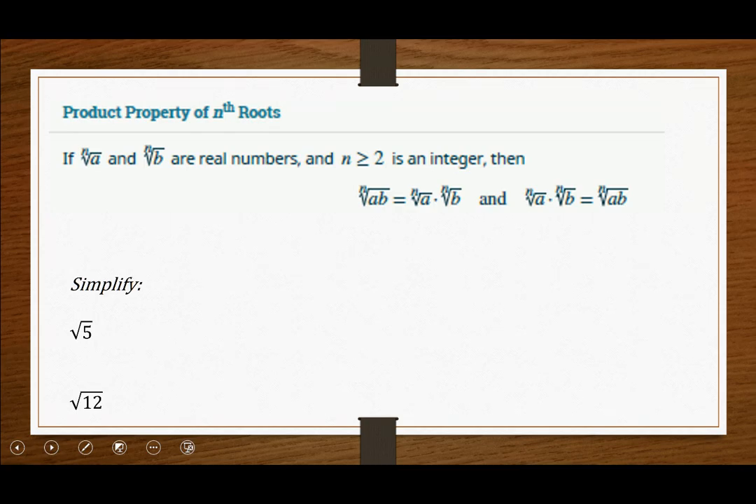So what is the product property? The product property says that if I have the nth root of some expression, I should be able to factor that expression into two parts. I referred to these earlier as the perfect nth factor and the trash factor.